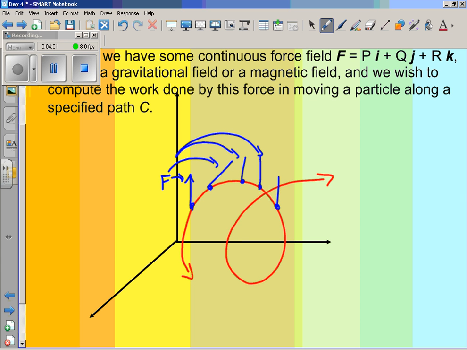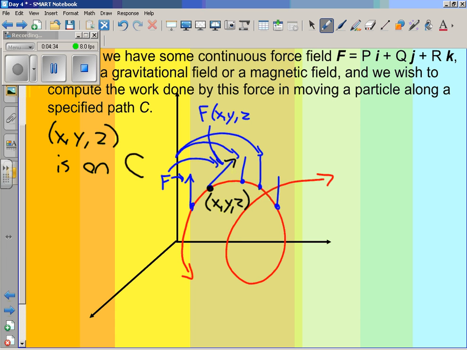In other words, we pick some point here on our curve, x, y, and z. The point x, y, z lies on our curve C. And this blue vector right here would be F of x, y, z. It's just some vector, assigning at some point a direction and a magnitude.